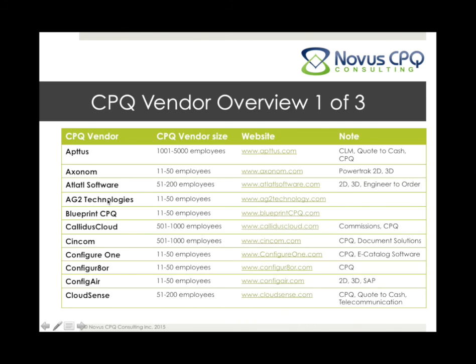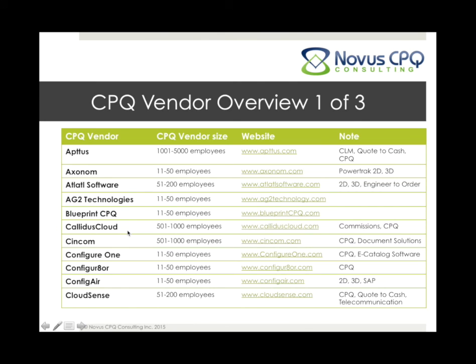AG2 Technologies, they have done some work for a large office company. It's a smaller company over here. It's not the traditional CPQ solution, so that's why I left this open. But if you want to learn a little bit more about their specific solution, go to the website over here. Blueprint CPQ is a company based in the UK, also a smaller company, not very common in the US, but they have a CPQ solution over here. Check out the link, check them out on LinkedIn as well.